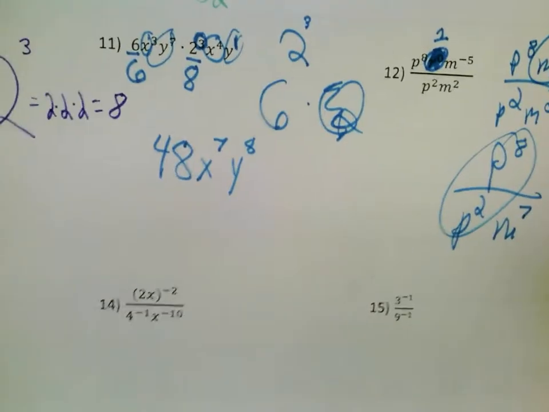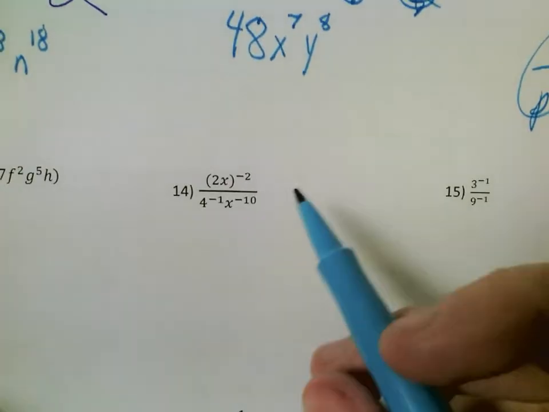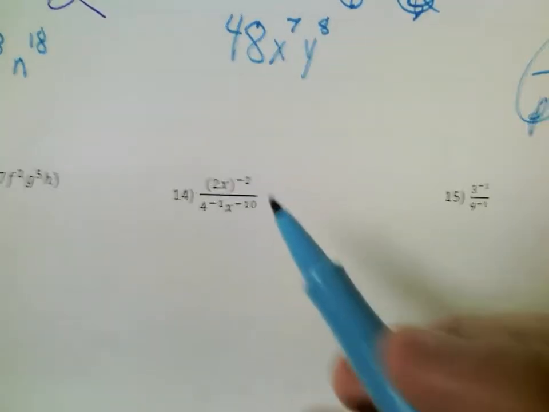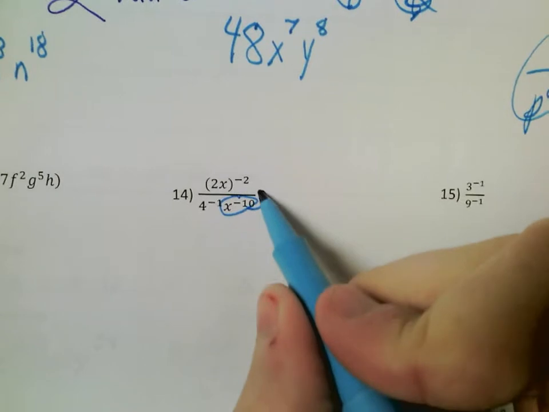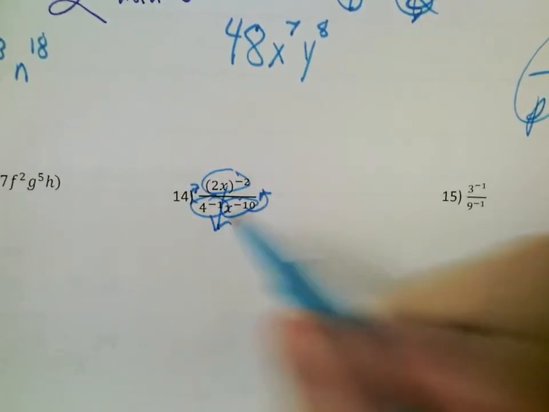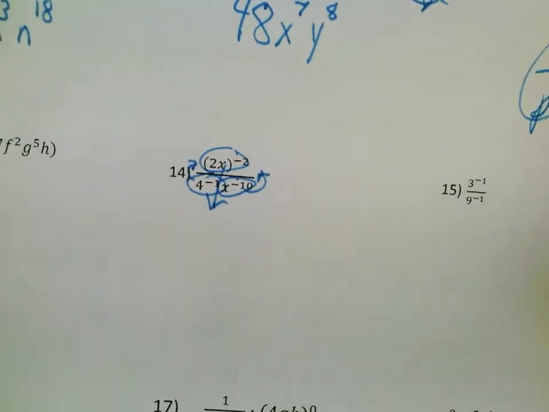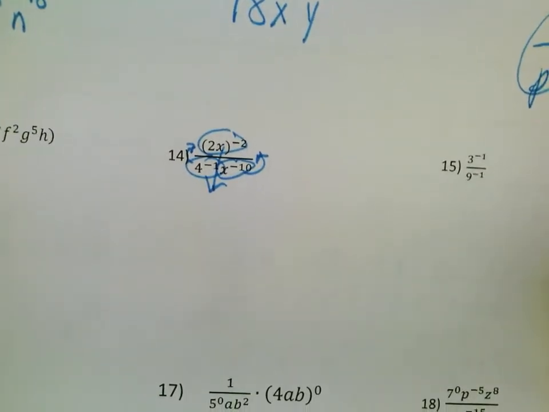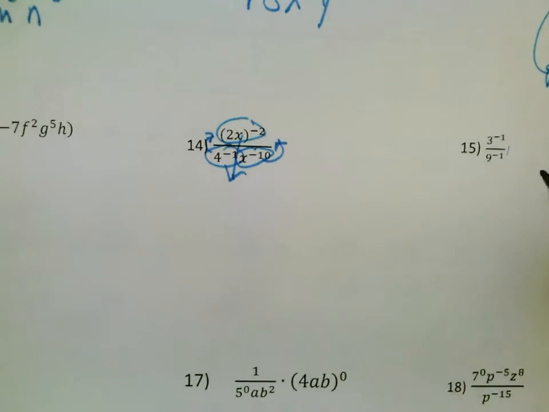Very similar things are going to happen with 14. You've got a lot of negatives, so keep in mind, here's a negative, that means move them to the top. Here's a negative, that means move them to the top. And here's a negative, which means move them to the bottom. So a lot of shuffling around there. 15 is going to be the same idea. They're both negatives, so they end up switching.